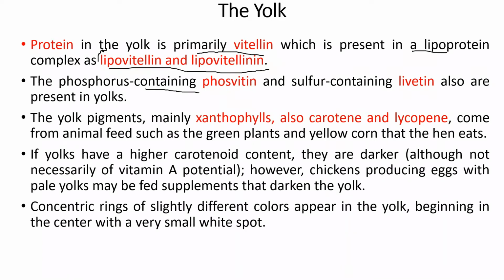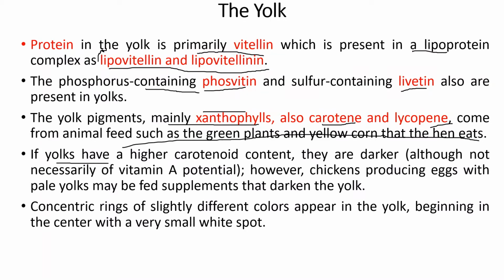So the phosphorus-containing phosvitin is present, and also the sulfur-containing livetin is present in the yolk. The yolk color is mainly decided by the presence of xanthophyll, carotene, and lycopene from the animal feed, such as green plants and yellow corn, that the hen eats. So the content is mainly dependent on the xanthophyll, carotene, and lycopene content in the food that hens eat, which gives the pigmentation or coloration to the yolk.